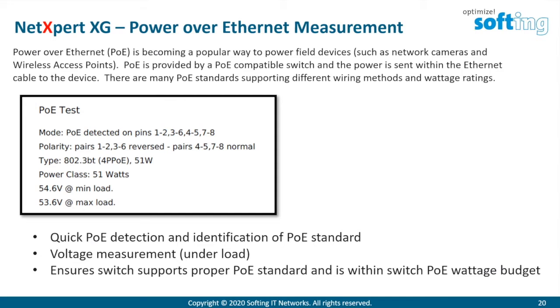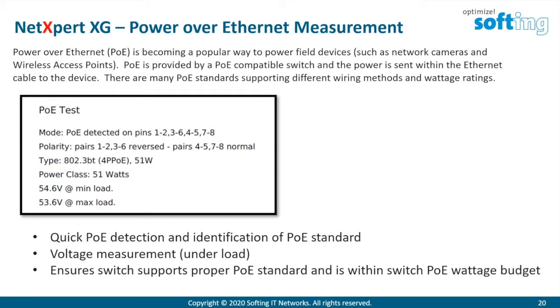And then I've mentioned a couple times as well, PoE, power over Ethernet. PoE is roughly 48 volts, assigned over a couple of the pins. There's a lot of different PoE standards. So one of the things the XG will do is report or detect PoE on the switch. It will tell you what standard it is, what wattage rating that standard supports, and do an actual load test and report the real voltage levels.